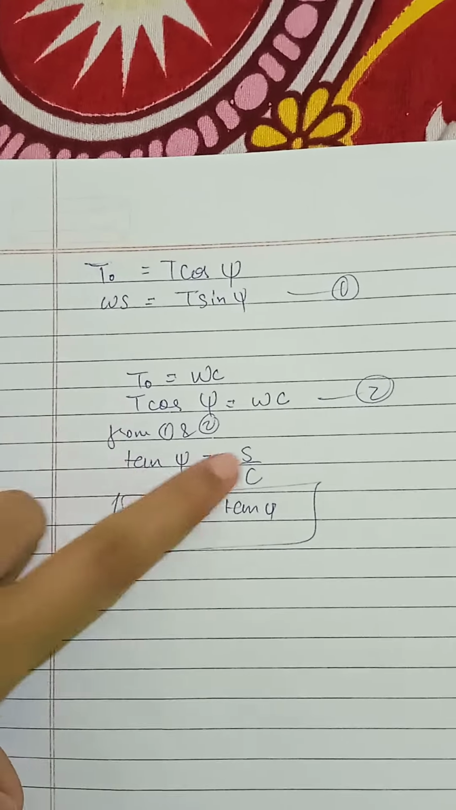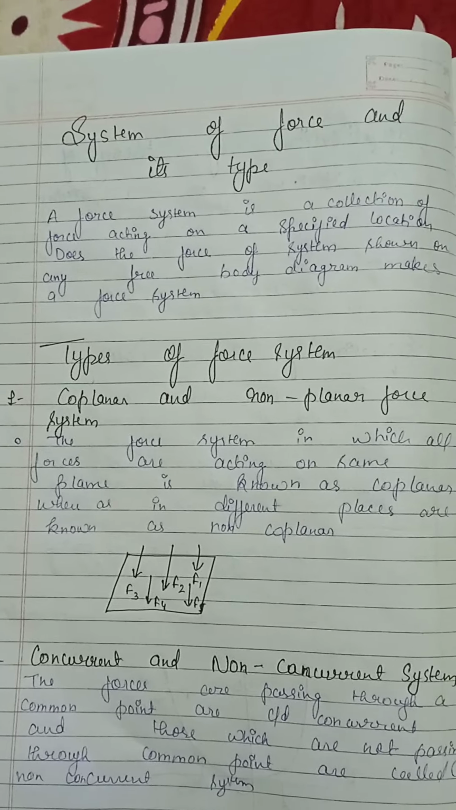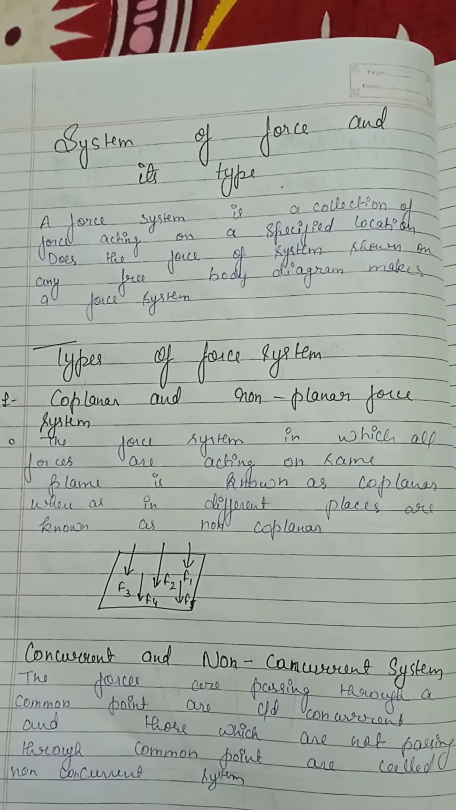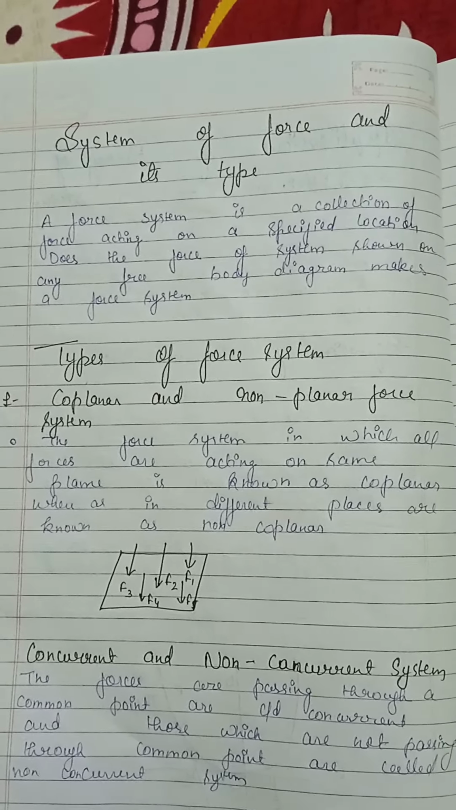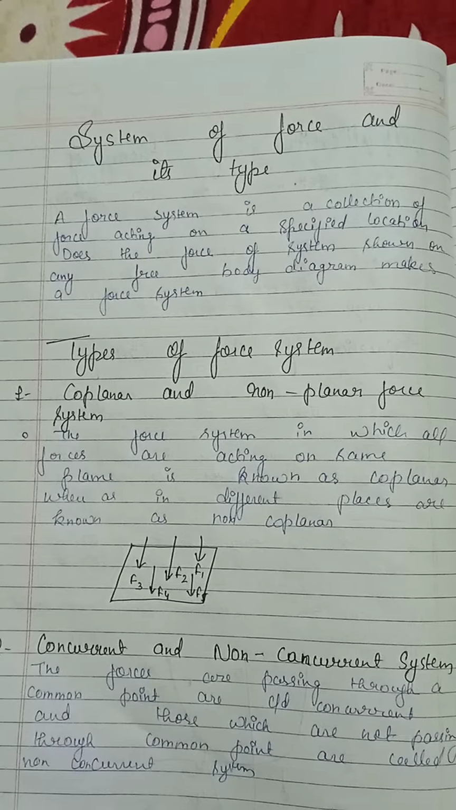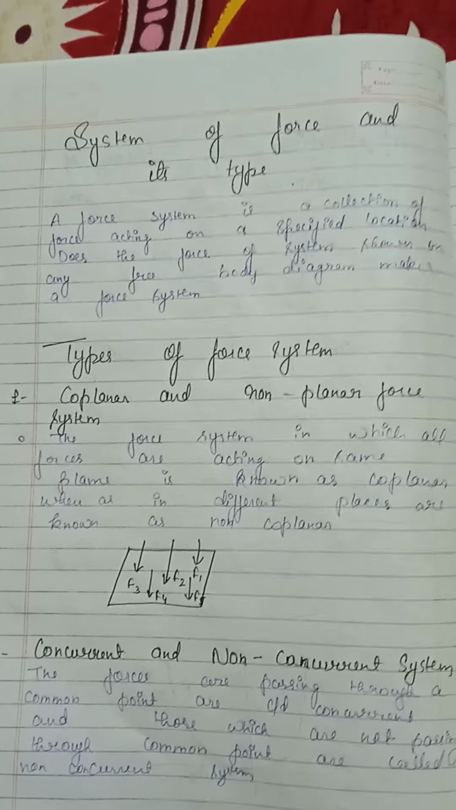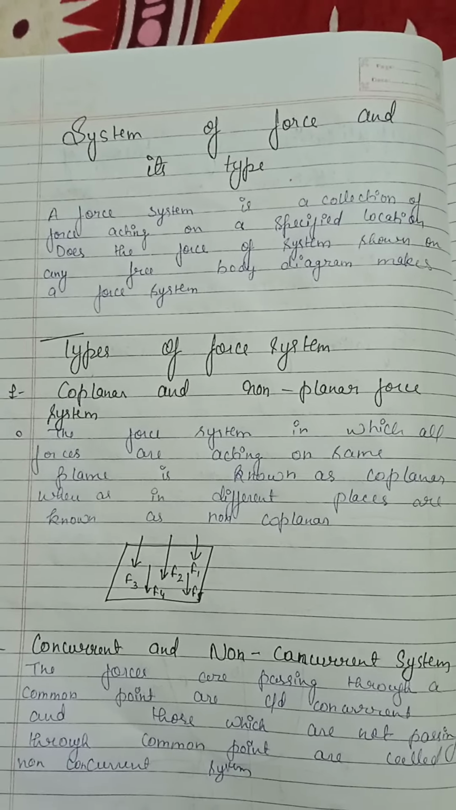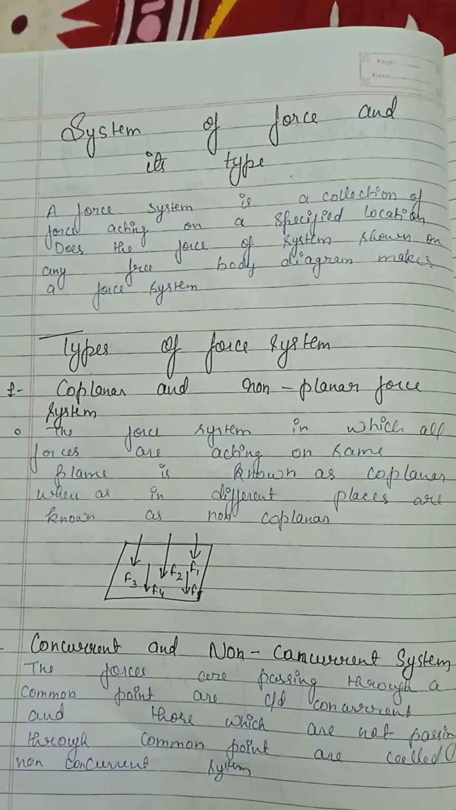Now we'll study the system of forces and its types. A force system is a collection of forces acting on a specified location, and thus the forces shown on any free body diagram make a force system. Now what are the types of force system? Coplanar and non-coplanar force systems. The force system in which all the forces are acting on the same plane is known as coplanar, whereas forces in different planes are known as non-coplanar.